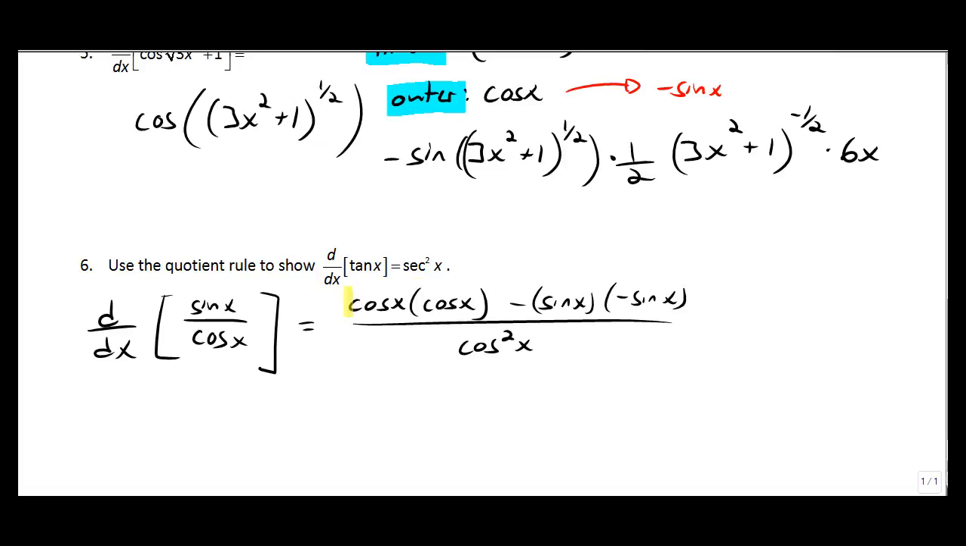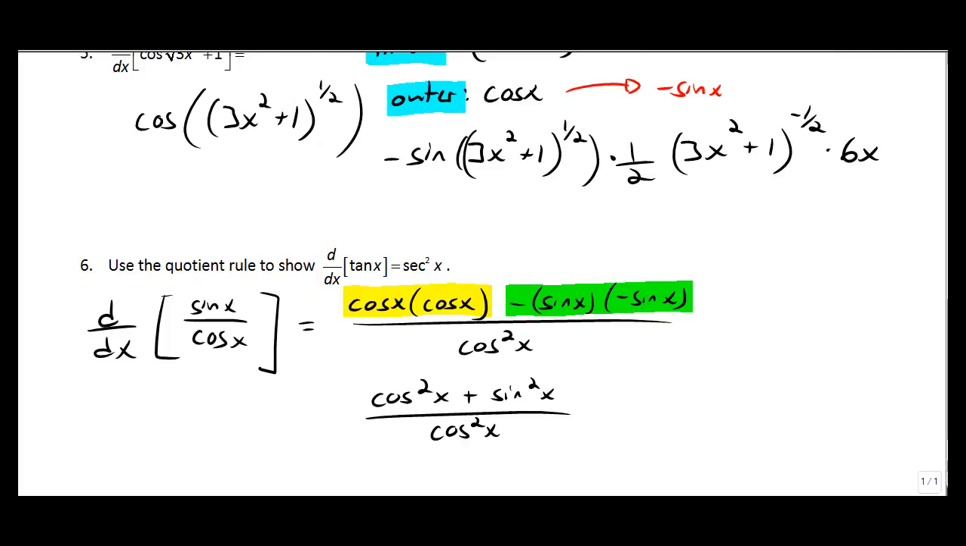The little trick here is this is cosine squared. This ends up being plus sine squared. So cosine squared x plus sine squared x over cosine squared x. Well, from pre-calc, you have an identity, right? Cosine squared plus sine squared is 1. So it's 1 over cosine squared x, which is secant squared x.